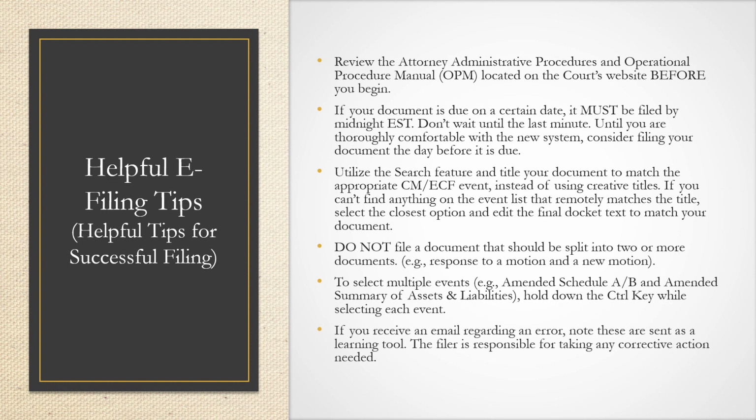To select multiple events, such as an amended Schedule AB and amended summary of assets and liabilities, hold down the Control key while selecting each event. If you receive an email regarding an error, note these are sent as a learning tool. The filer is responsible for taking any corrective action needed.